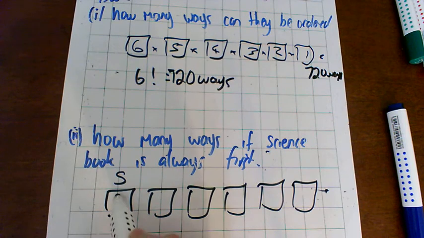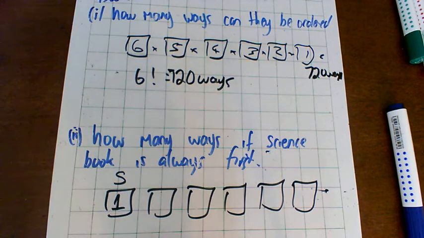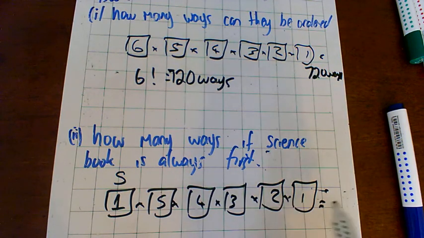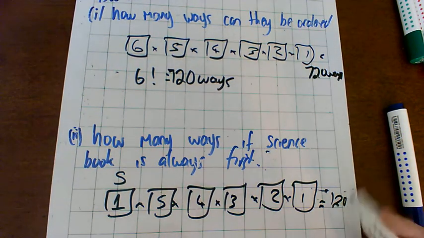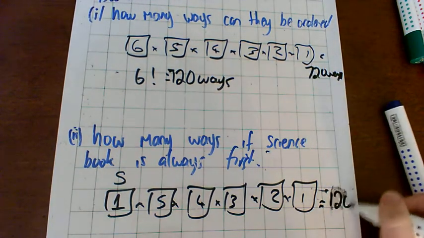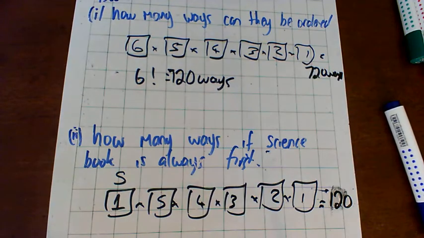So there's only one way this box can be filled. And once I've used up that science book, I have 5 books left. It doesn't matter what the order is. So it can be 5, and again 4, 3, 2, 1. So in this case, it's 1 by 5 by 4 by 3 by 2 by 1 equals 120 ways. Or if you were lazy, you could have just realised that's a 1, it's 5 factorial, and that would give you 120 ways as well. So there's 120 ways of rearranging that if the science book has to come first.